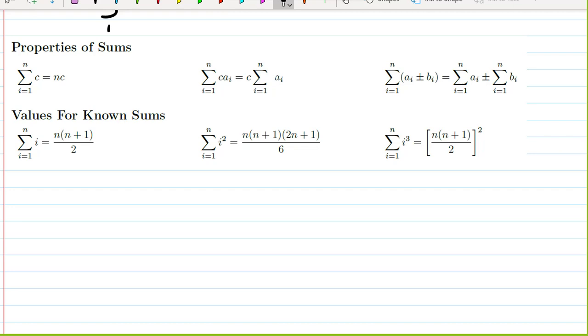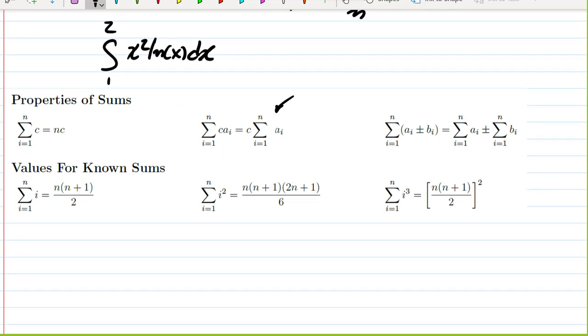I have a typo in this next one. So that c that was on the inside shouldn't be there. So there was a typo, so let's fix that. So the sum as i goes from 1 to n of c a sub i is equal to, we can pull the constant out of our summation, so it's c times the sum as i goes from 1 to n of a sub i.